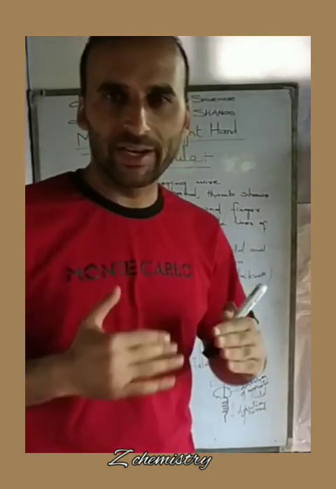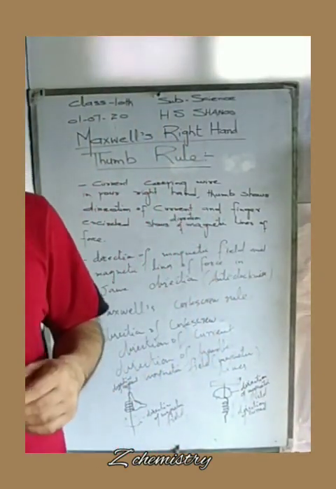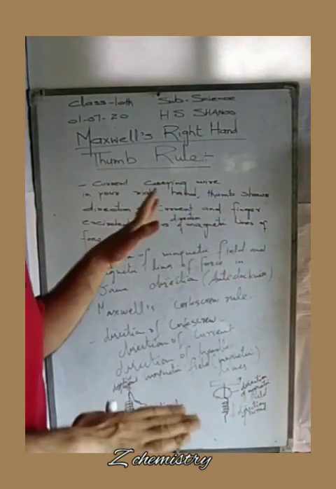Let's start with our topic. In the case of Maxwell's right hand thumb rule, whenever current flows through any conductor or any current carrying wire, it produces a magnetic field. The direction of the current and the direction of the magnetic lines of force can be in the same way, or sometimes opposite to each other. But the main point is that the flow of electric current through any conductor produces a magnetic field or magnetic lines of force.